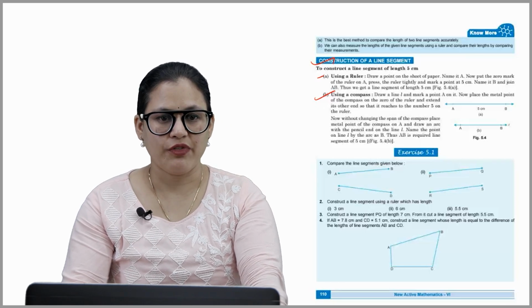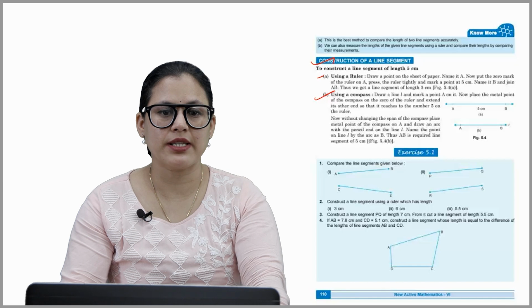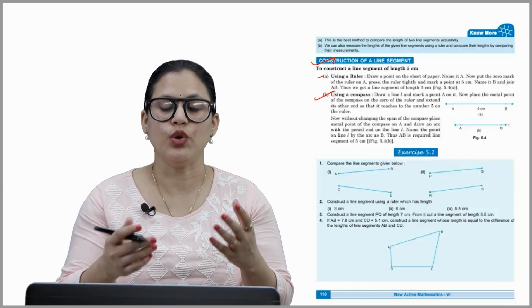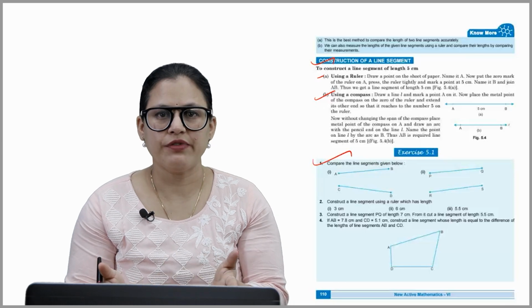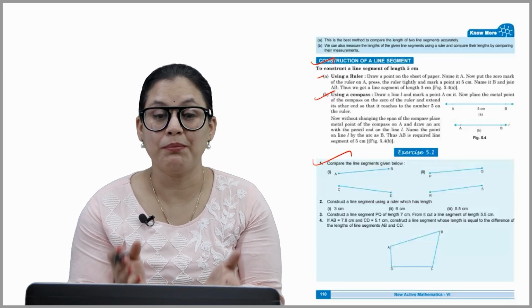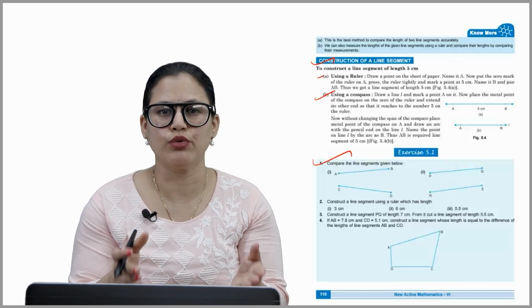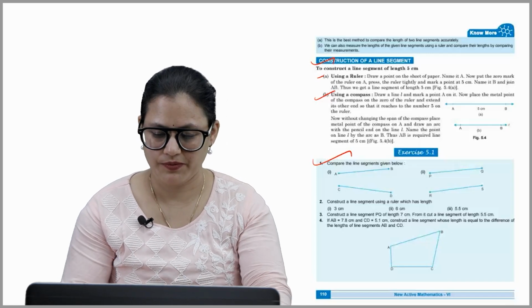Okay. Exercise 5.1. Question 1, compare the line segments given below. By just looking at them, we can find that these line segments are equal, but you have to compare these line segments with the help of a divider, or even you can use a ruler also, right?